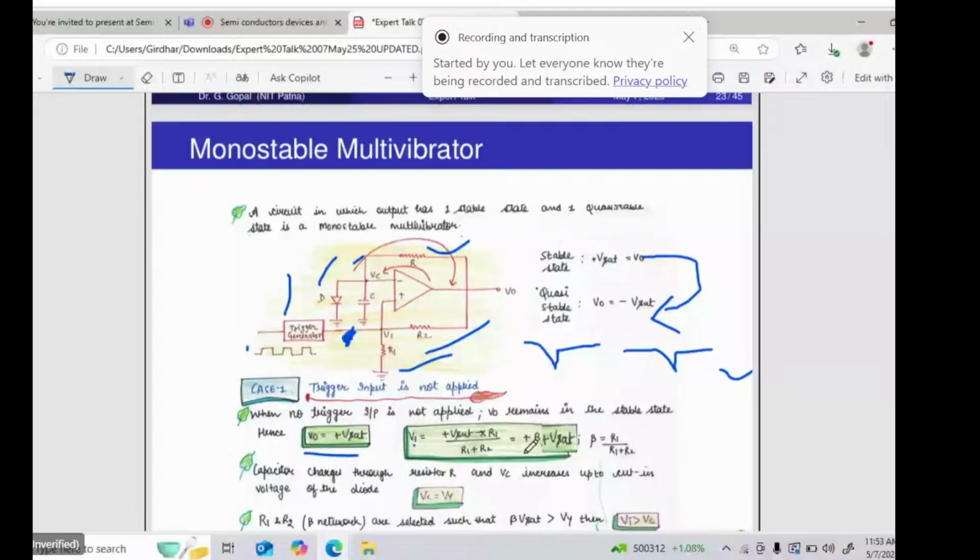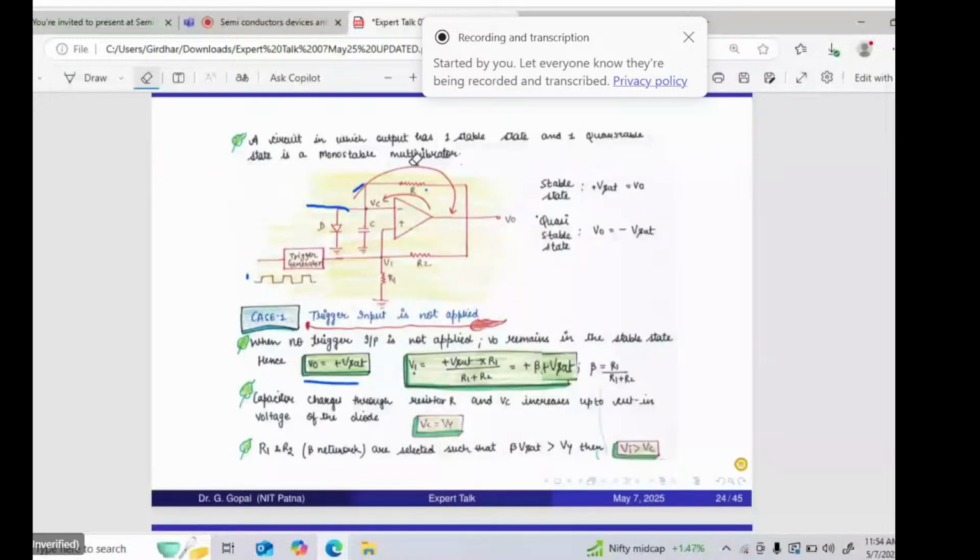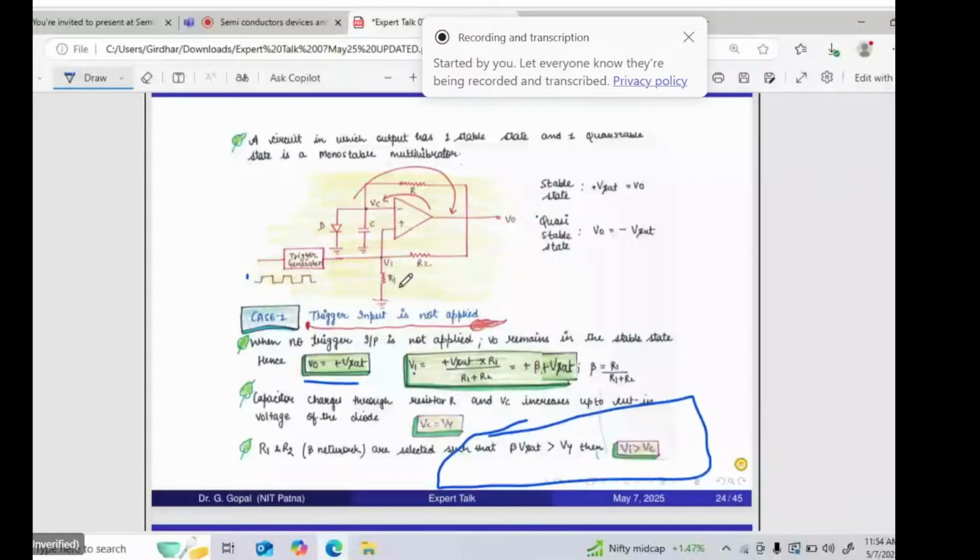Here the resistances R1 and R2 we are selecting such that beta V set, because it may charge to the beta V set also. But this is our design constraint in the design of this monostable multivibrator: this beta V set is greater than the cut-in voltage. So the capacitor will charge to the nearby voltage V gamma, the cut-in voltage of the diode. So that means this voltage V1 is greater than Vc.